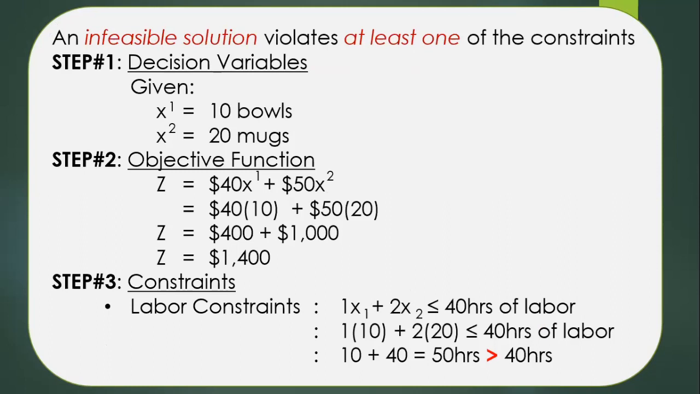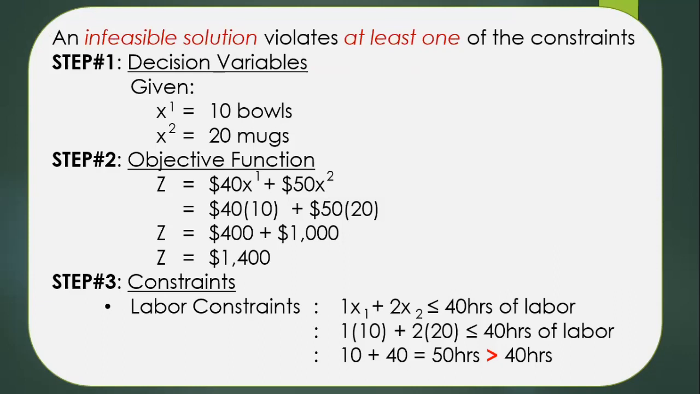To maximize our profit, z equals $40 times x sub 1 plus $50 times x sub 2. So all we need to do is, again, plug in the values to our formula. So $40 times 10 plus $50 times 20. That would be 400 plus 1,000, and therefore our z would be equal to $1,400.